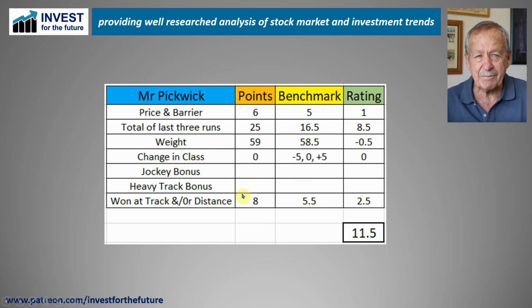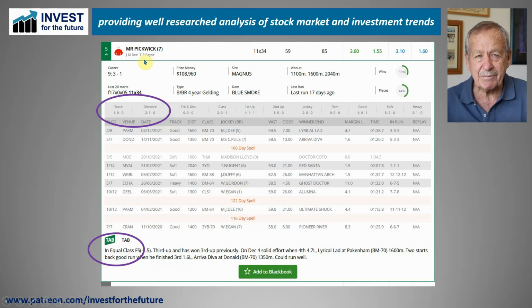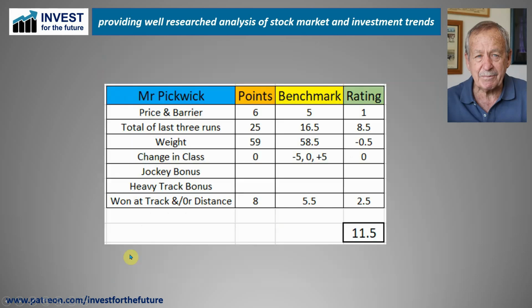Now, the change in class rating can be found by opening up the form guide for Mr. Pickwick to display all of its most recent races and the commentary at the bottom. And it's down here that I access whether the horse is racing down in class, in the same class, or up in class. In this case, Mr. Pickwick is racing in an equal class race. In other words, same class, which means it gets a rating of 0. There are no superior jockeys riding today, so there are no jockey bonuses.